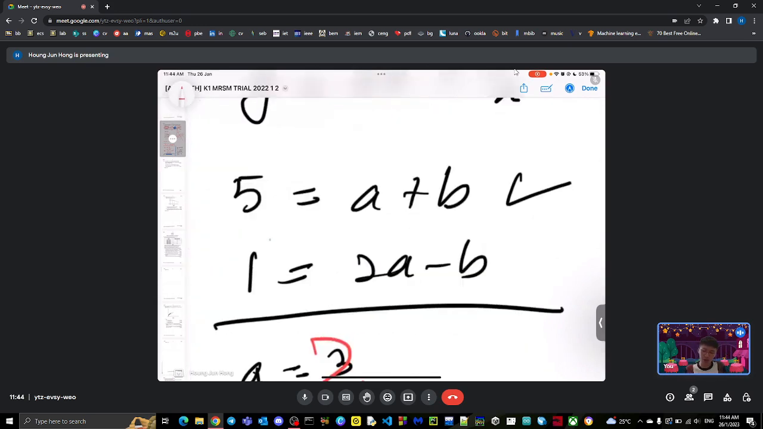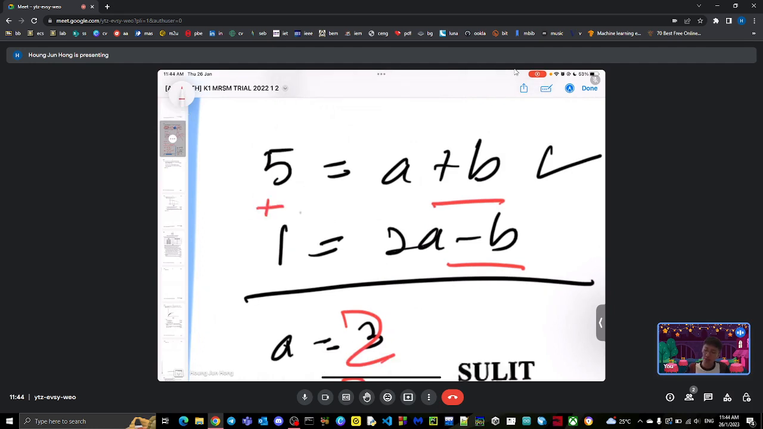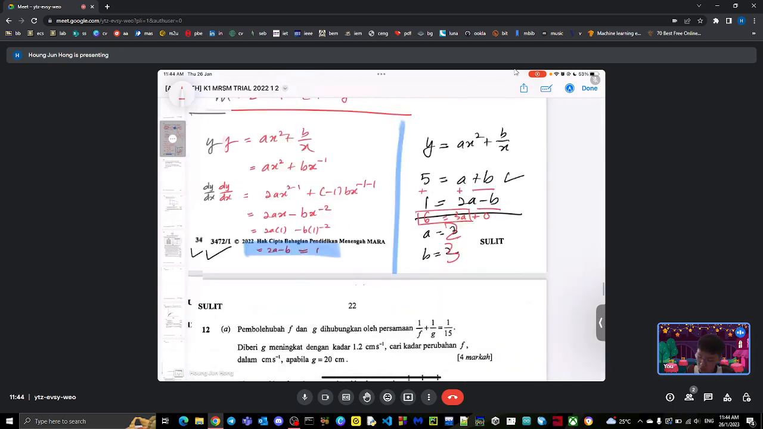And how to solve this equation? For the fastest method, it should be just summing the equations together, because you have plus b here and minus b here, and you know that plus b plus minus b equals nothing. So just add them together: 5 plus 1 equals 6, a plus 2a equals 3a, and b plus negative b equals nothing. So we have this simplified equation, 6 equals 3a, and we can find that a equals 2 and then b equals 3. Okay, yep, that's how it works. Okay, that's it for this question.